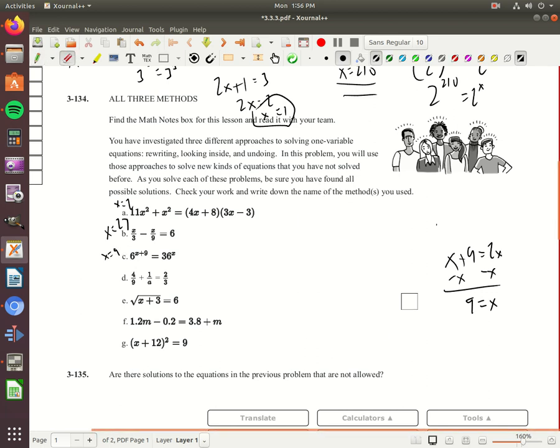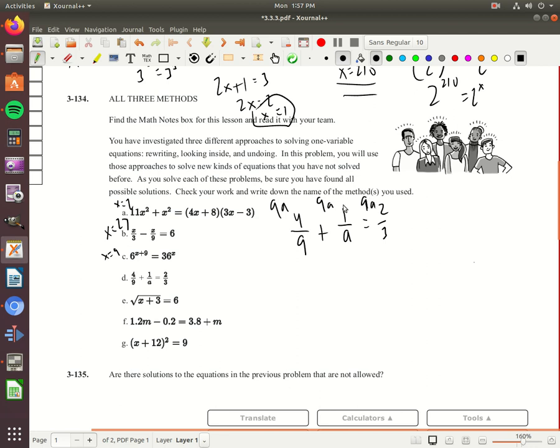Good. A little bit more fraction busting. I love it. So we're going to go with fraction busting here. 4 over 9 plus 1 over a equals 2 over 3. So 3 and 9 both go into 9, but then I have that a to get rid of. So I'll just multiply everything by 9a and do it all in one piece.